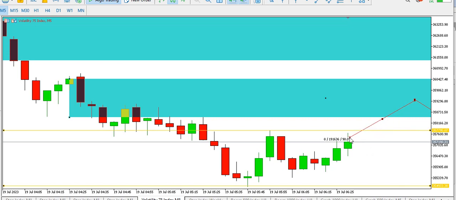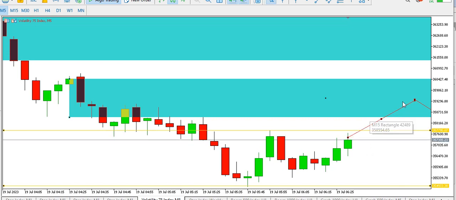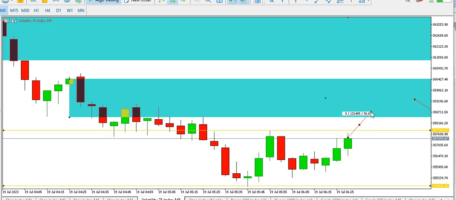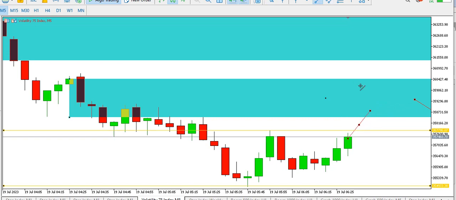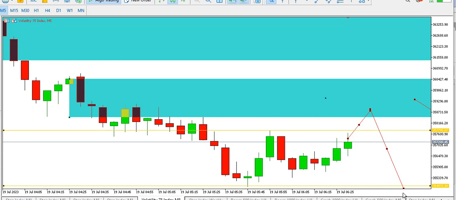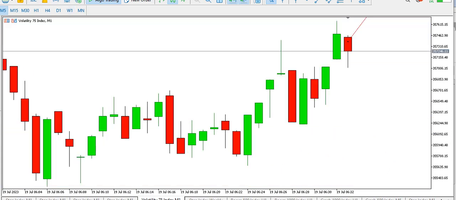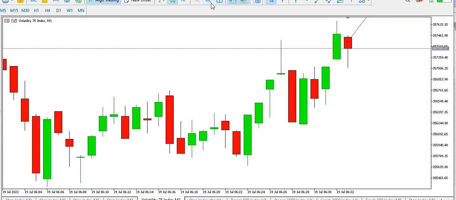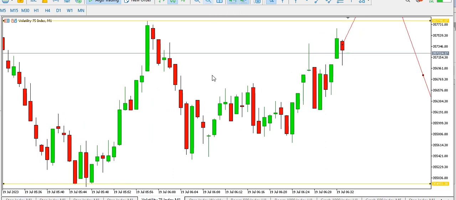For now, it's likely price might break to the top first, and then possibly start to go down after collecting more buyers' orders, might trap the buyers and start to go down. Okay, so you might watch out for further bearish move of price. All right, that's for V75.